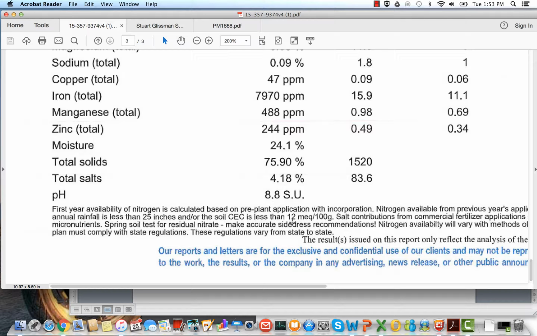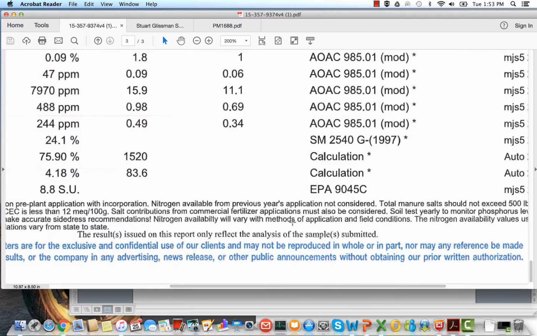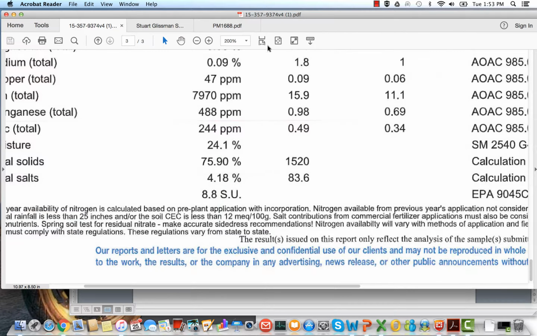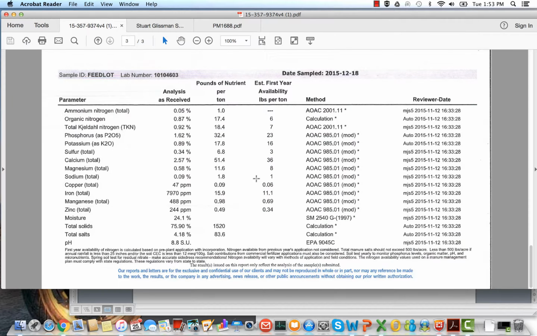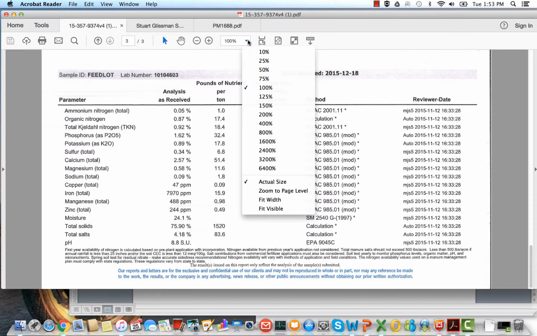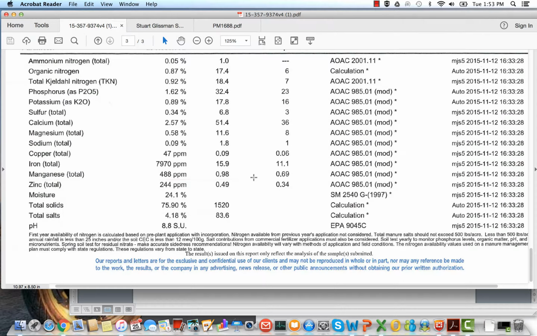So if you've got a CEC less than 12 or annual rainfall less than 25 inches, you probably should be even less than that 500 pounds of total salts per year. That number's pretty conservative. We will sometimes tell people it's kind of a conversation starter for us here at the lab. If you're thinking about applying more than 500 pounds per year, we should definitely talk.